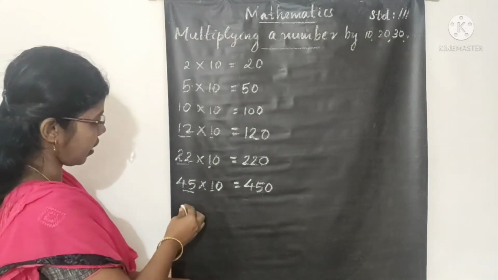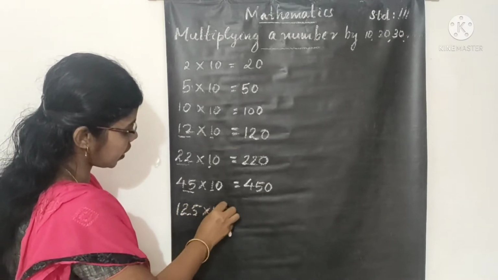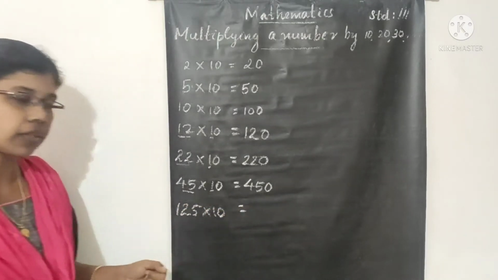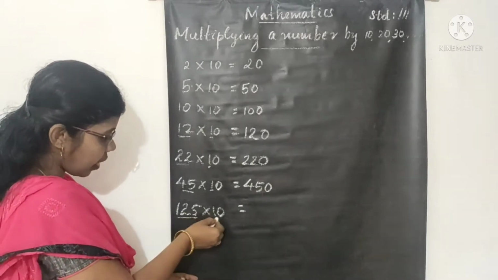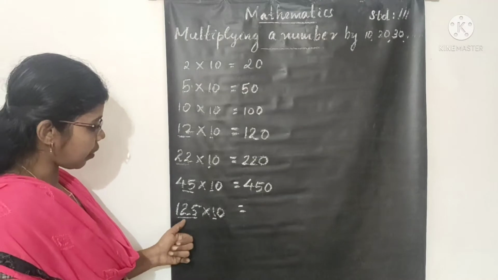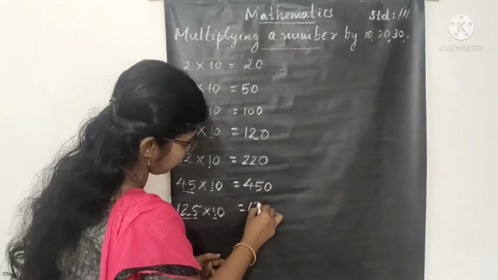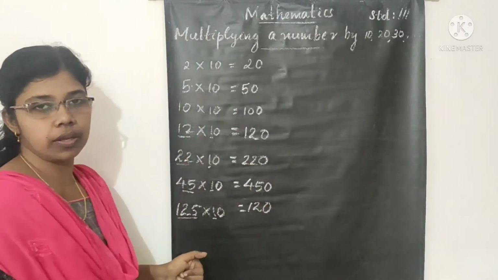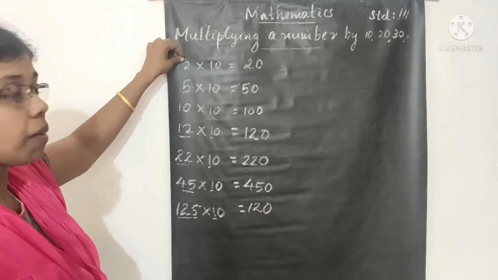One more number I give. 125 multiplied with 10. What is the answer? A 3-digit number multiplied with 10. Multiply this number and this one. 125 into 1 is equal to 125. Then put 0.